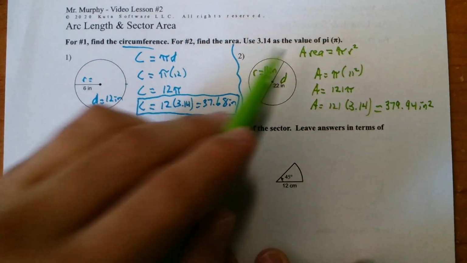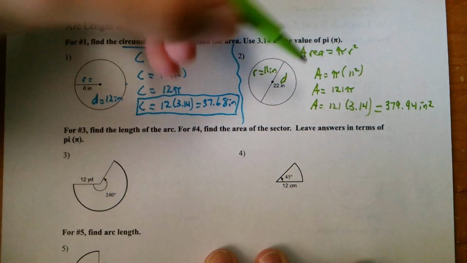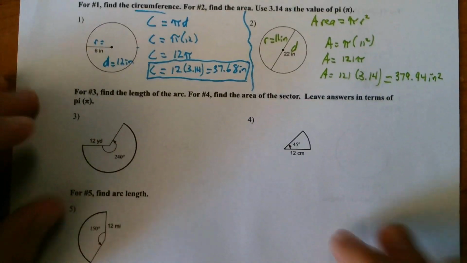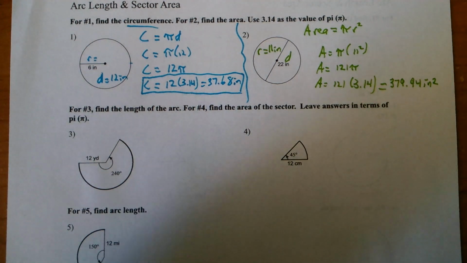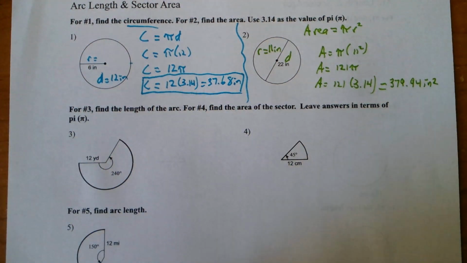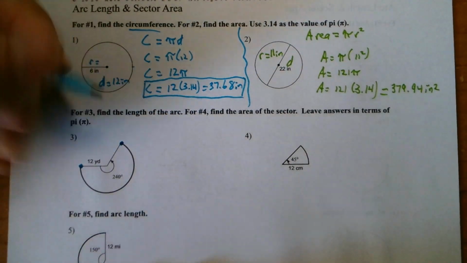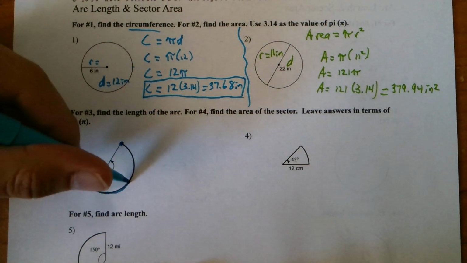Okay, so those two formulas are important for arc length and sector area. The circumference formula and the area formula. Cool. Now we're going to do one of each. So for number 3, let's practice finding arc length. So arc length, we want to know, instead of the distance around the whole circle, what is the distance around just this arc?